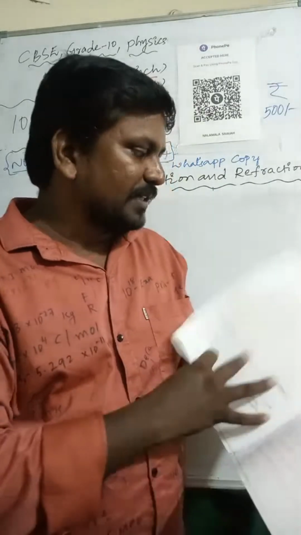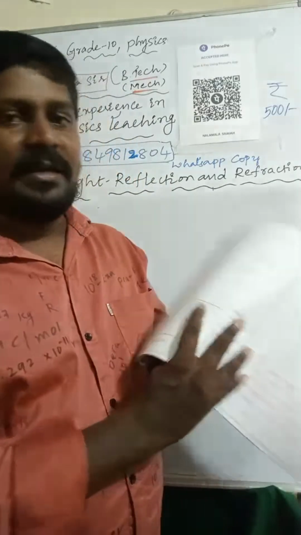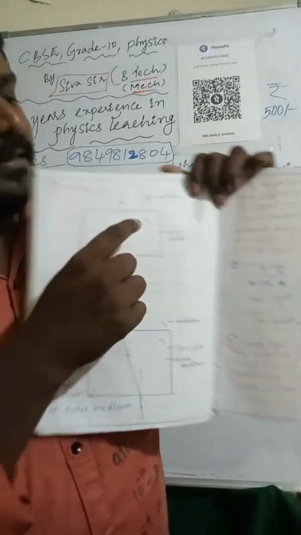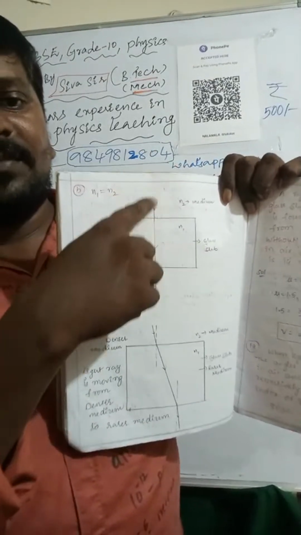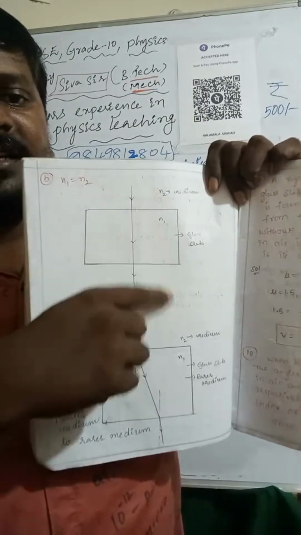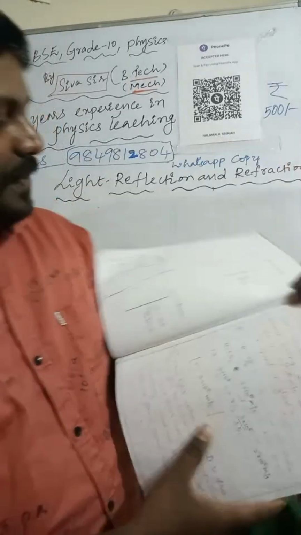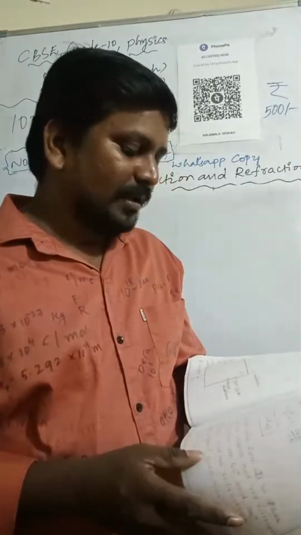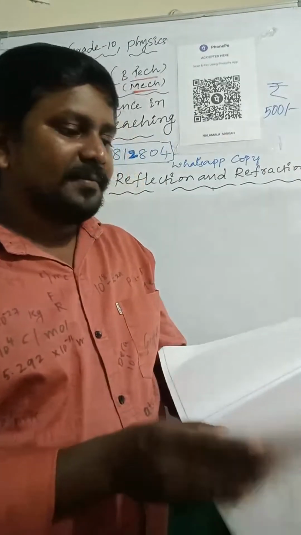Conditions for no refraction: if n1 equals n2. If the light ray is passing like this along the normal line, no refraction takes place. The light ray passes like that only. Then any other question?